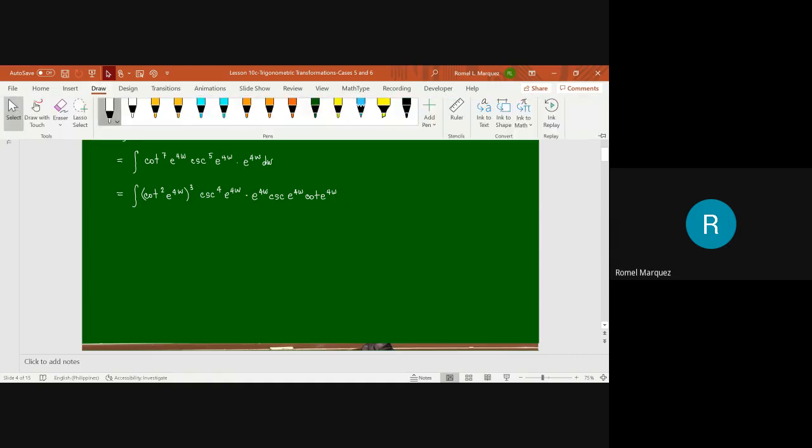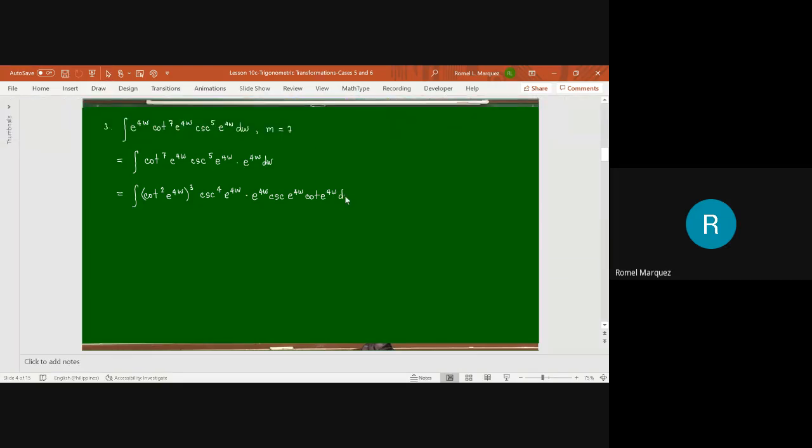We still need dw here. Let me copy this because I'm going to write this again. So this is now equal to integral of. So what are we going to transform, Serrano?